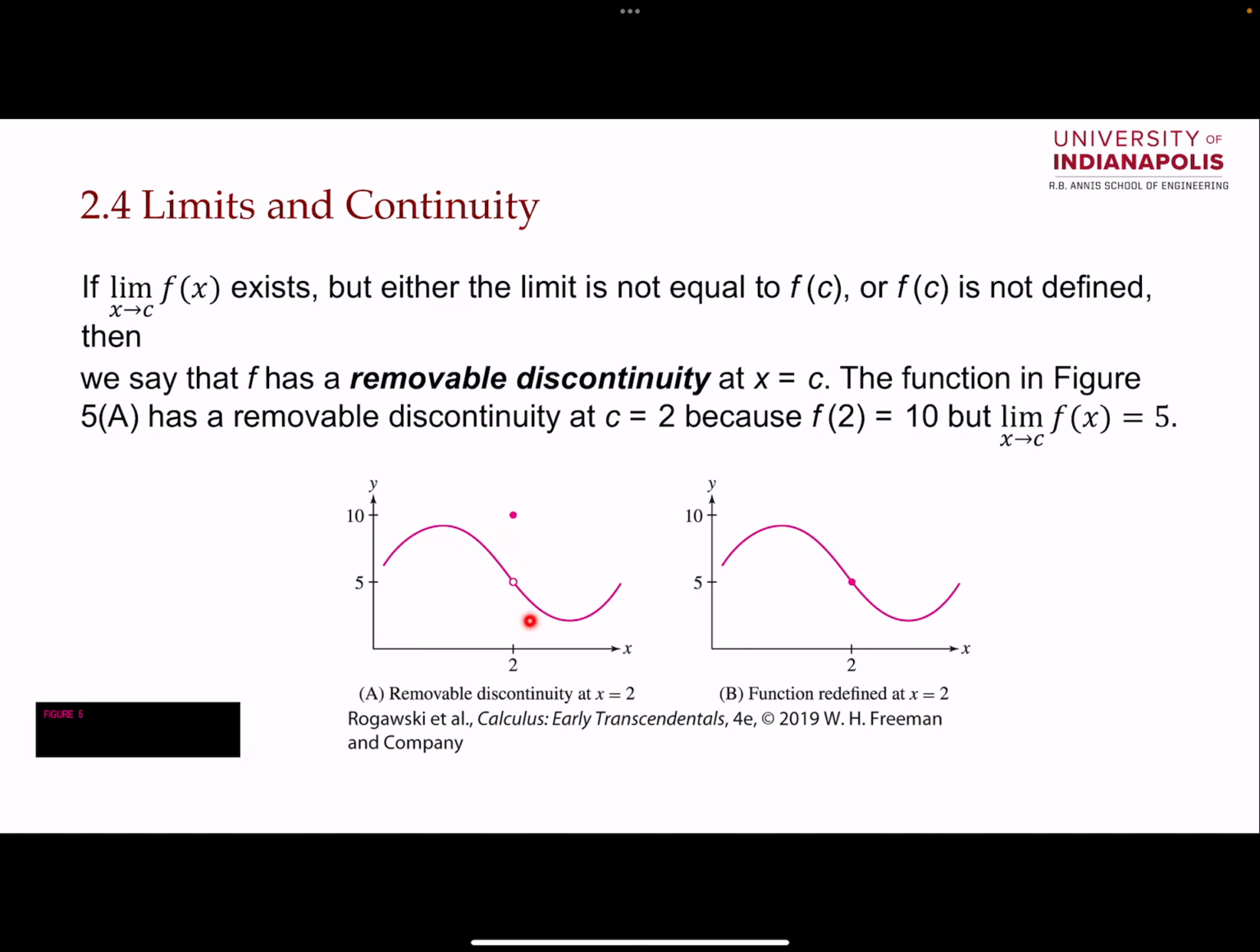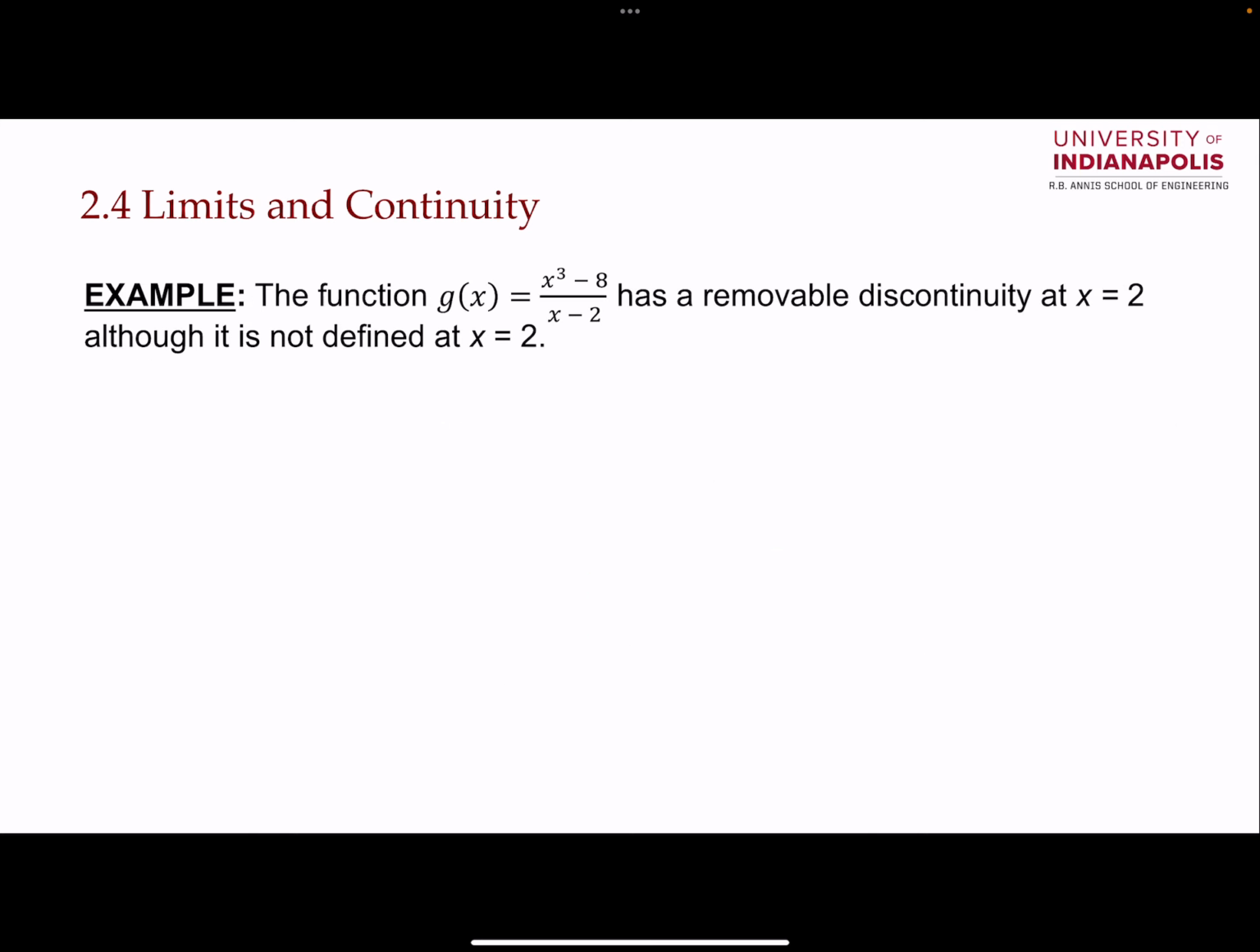So it's not continuous, but you can define the function value at this point, so it is easy to make that function continuous in that case. So that's called a removable type of discontinuity.